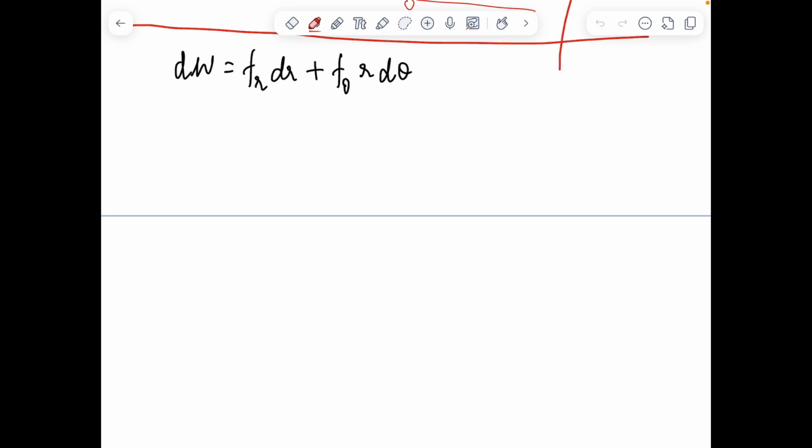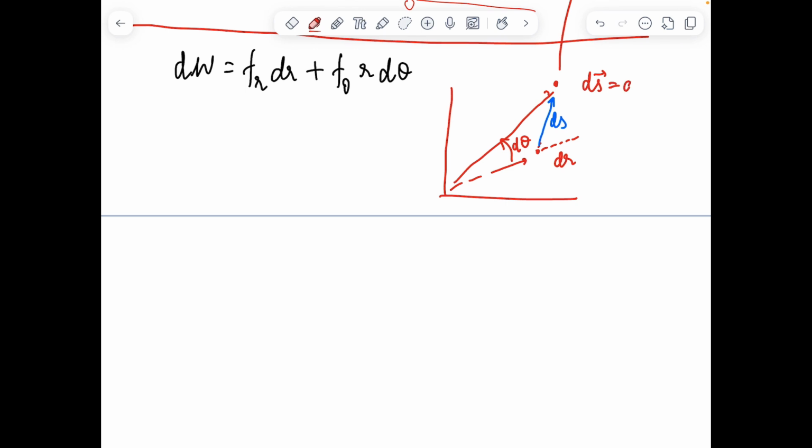Alright, so as the point P moves by an infinitesimal distance ds in the r theta coordinate system, we have a change in r, that's dr, and a change in theta, that's d theta, right? So this is ds. Of course, ds is equal to dr e_r cap plus r d theta e_theta cap.